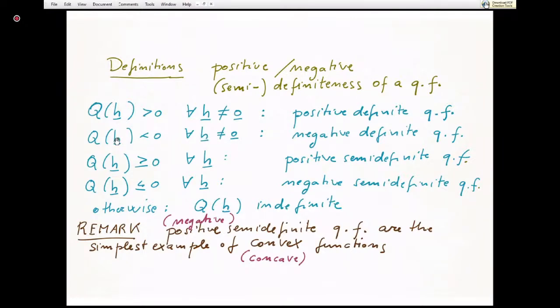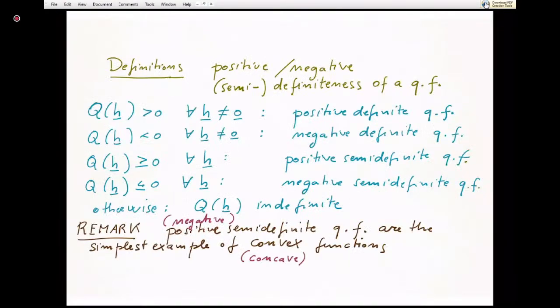Okay? Otherwise, it is negative. So, these are the most simple examples of functions that have a minimum or a maximum. And also it's easy to show, by analytical tools but also graphically, that positive definite are the simplest examples of convex functions, negative definite of concave functions, okay?